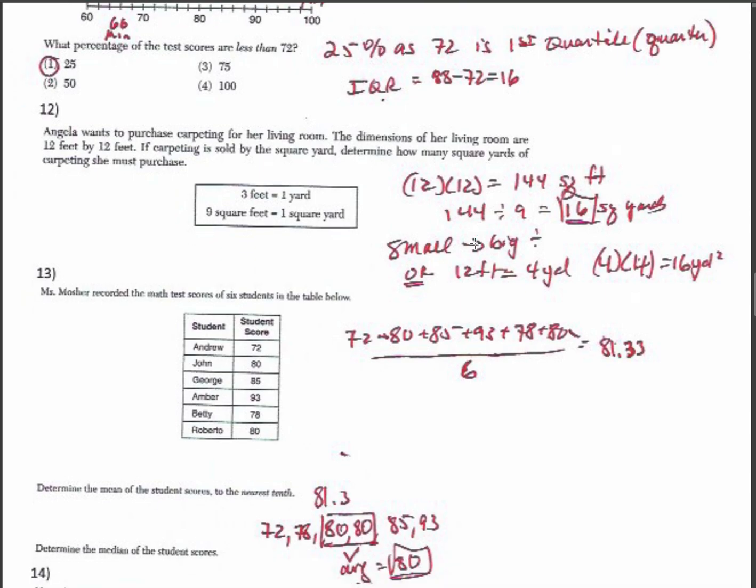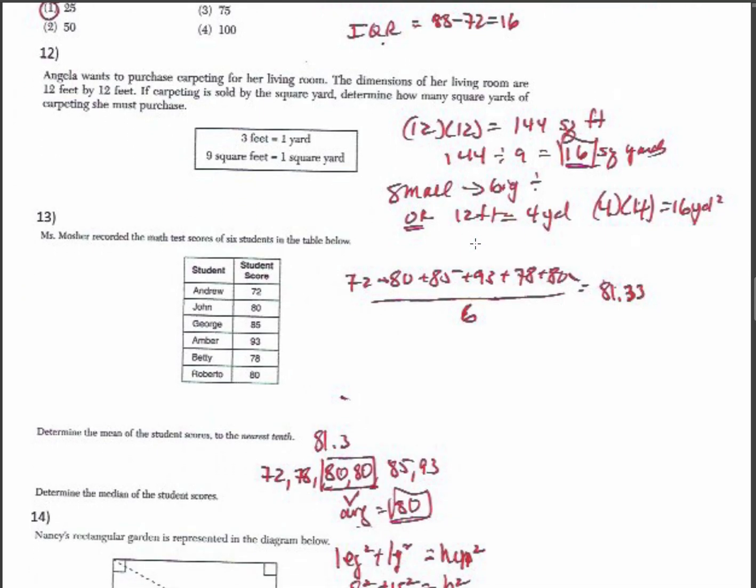Next up, number 12. Angela wants to purchase carpeting for her living room. So we're going to figure out the area. In this case, it's 12 feet by 12 feet. That's 144 square feet. But remember, 9 square feet is equal to 1 square yard. I'm going from feet to yards, which is small to big, so I need to divide. So 144 divided by 9, for the 3 and the 3, because you're doing feet times feet to get feet squared, is 16 square yards. Or you could have converted 12 feet to 4 yards and another 12 feet to 4 yards, and 4 times 4 is 16.